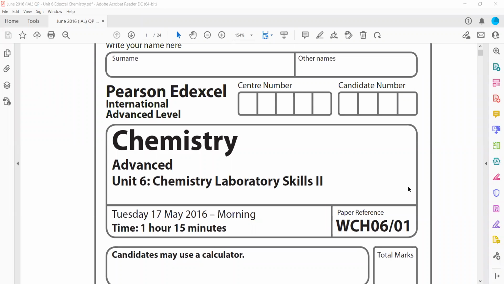So this one is the June 2016 paper, Unit 6. I'll discuss some questions from this paper.